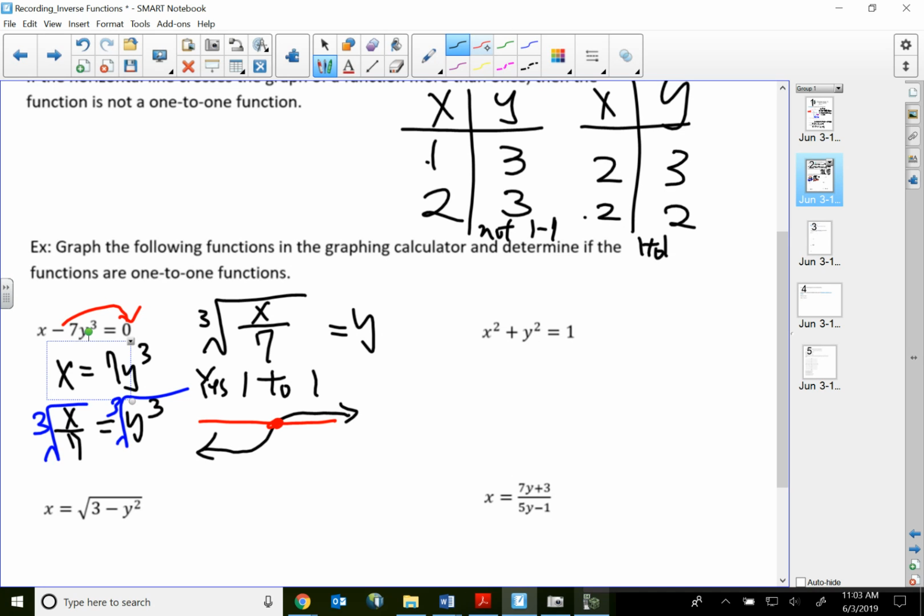This one, let's see. Get y by itself, move the x squared over. So that should give me y squared equal to negative x squared plus 1. Take a square root on both sides. My answer should be positive negative square root of negative x squared plus 1.